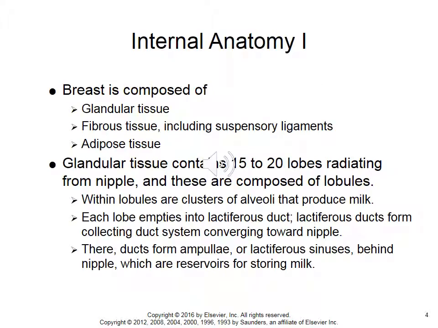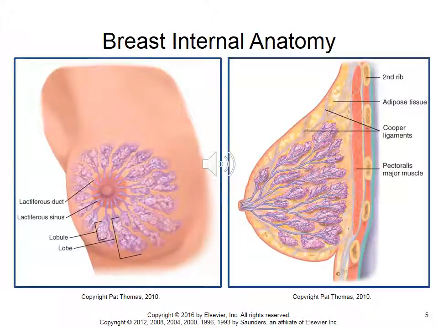So the internal breast tissue is composed mainly of glandular tissue, fibrous tissue, and adipose tissue. And again, another image identifying the different types of tissue. You can see in the picture to the right where it shows how the breast tissue lies associated to the ribs.